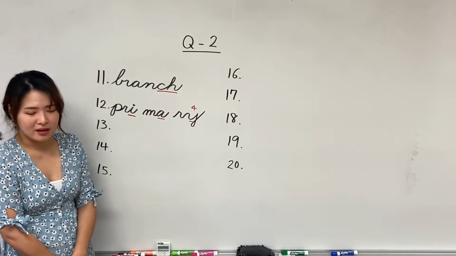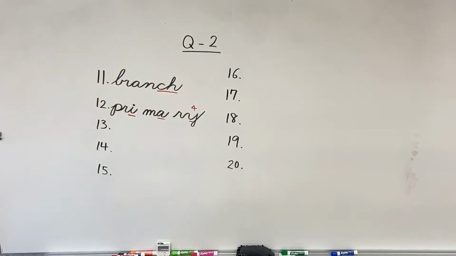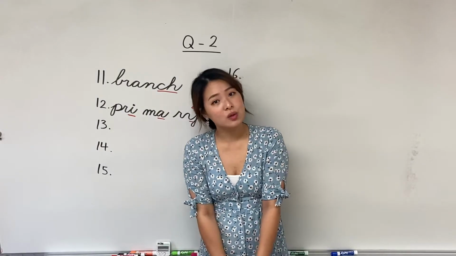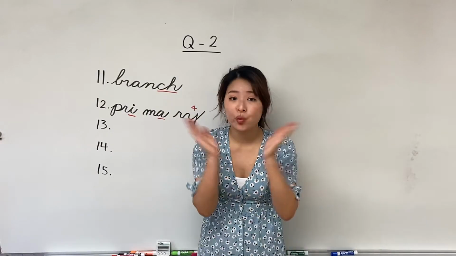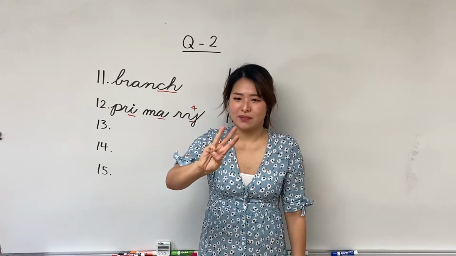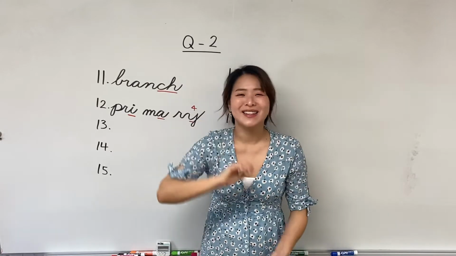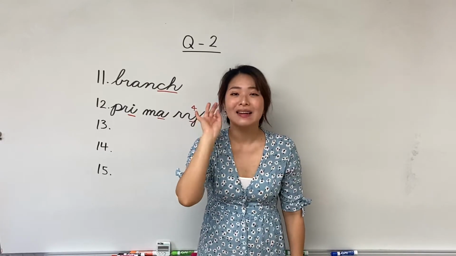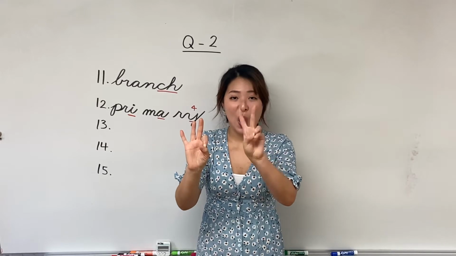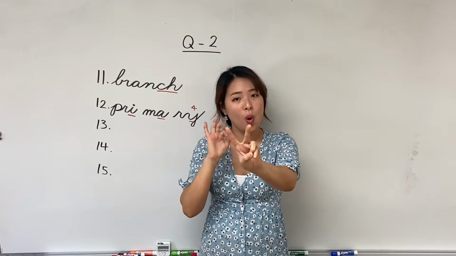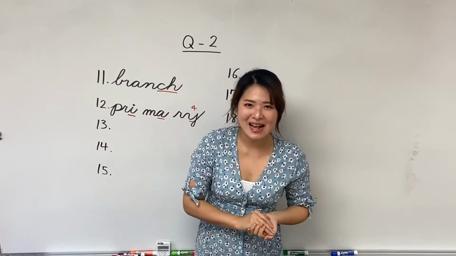Number 13 is factory. A factory is a place for making things. Factory. How many syllables are there in factory? Three syllables. I was having a hard time folding my finger. Sound it out. F, a, c, t, o, r, y. Factory. Now say it as you write it.